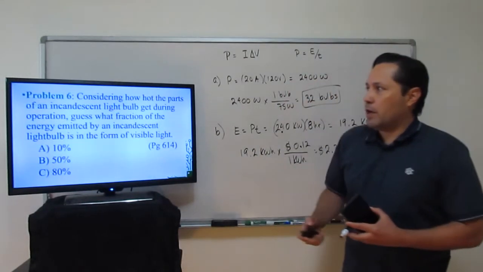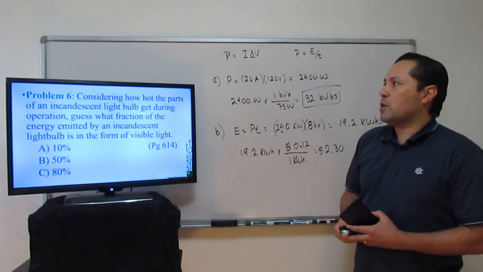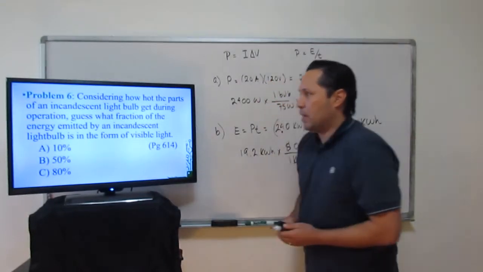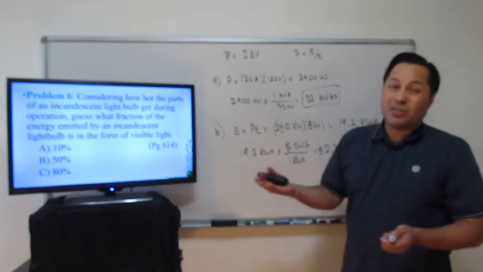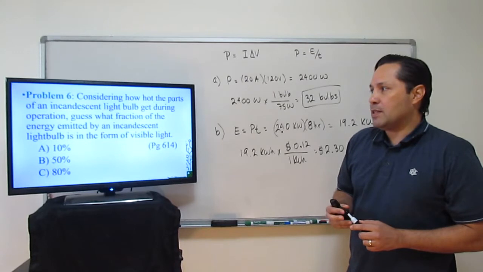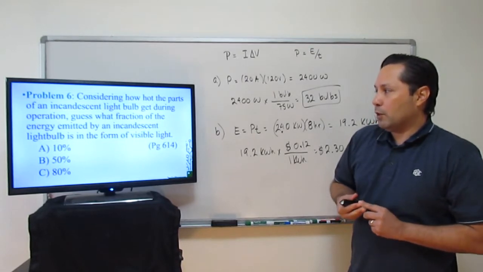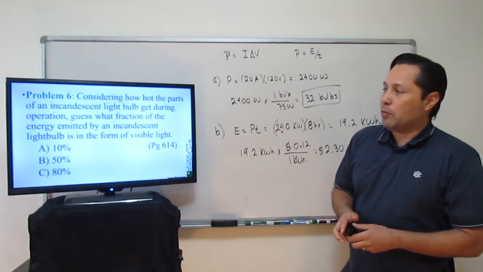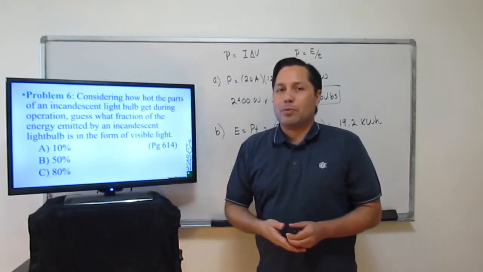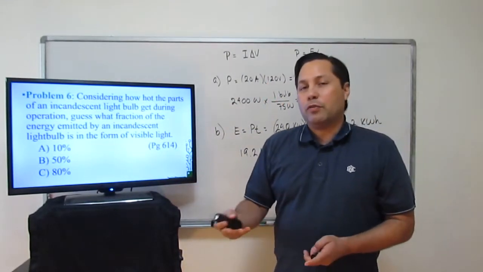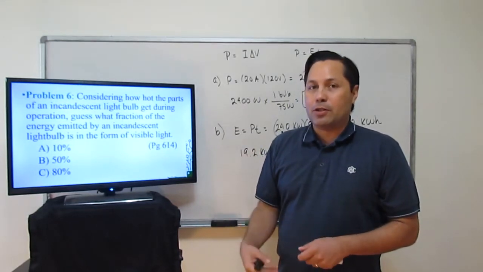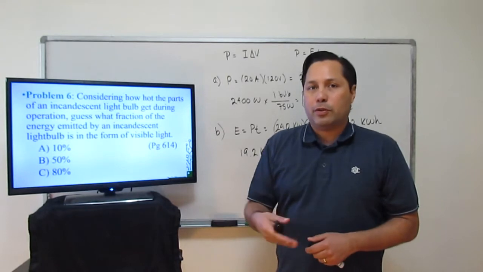Up next, we're going to do problem number 6. This one says, considering how hot the parts of an incandescent light bulb get during operation, guess what fraction of the energy emitted by the incandescent bulb is in the form of visible light. The answer for this problem is 10%. Again, we're just guessing, but it's about 10%. 90% of the energy is dissipated as heat. Only about 10% of the energy is actually turned into visible light.